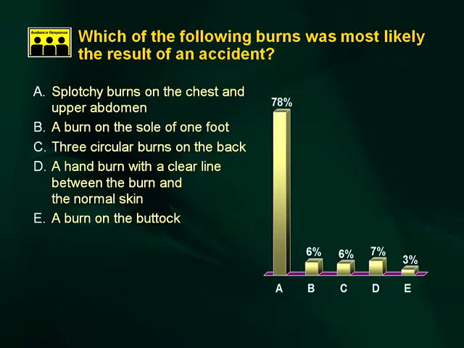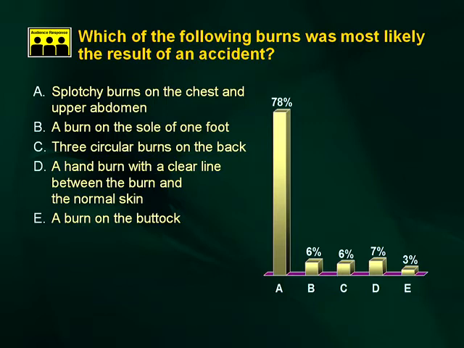So you're right, a splotchy burn on the chest or upper abdomen can occur, for example, if a toddler were to pull a pot of boiling water from the stove or something like that, or a cup of coffee off the table. The other situations actually should be very suspicious for you to be concerned about child abuse.